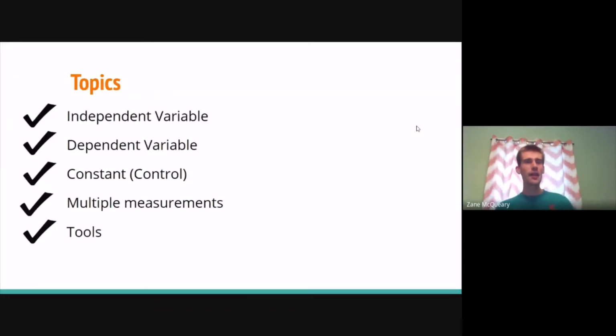At this point, we've covered all of our topics. We've talked about how independent variables are the ones that affect your dependent variables. Constants are the things that you keep controlled, aka the same, between all of your trials. We realized that multiple measurements means more consistent results. And finally, we realized that we need certain tools in order to measure certain quantities.